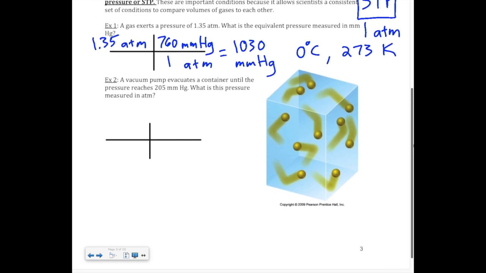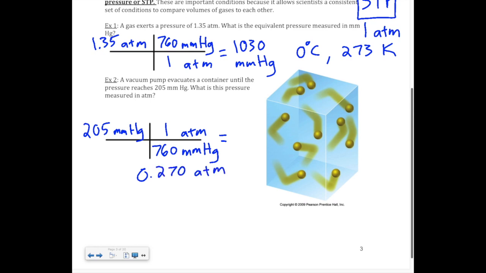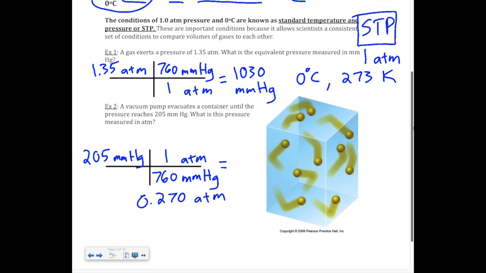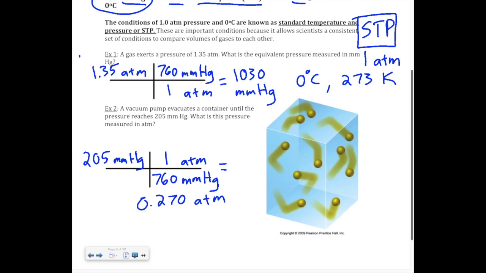And then a vacuum pump evacuates a container until the pressure reaches 250 millimeters of mercury. What's the pressure in atmospheres? So it's just backwards. Take millimeters of mercury to atmospheres. There are 760 millimeters of mercury in 1 atmosphere. So 250 divided by 760 will land you at 0.270 atmospheres. So that's what we run into, and really for these two examples, you're either multiplying or dividing by 760, and that's really all you have to do.